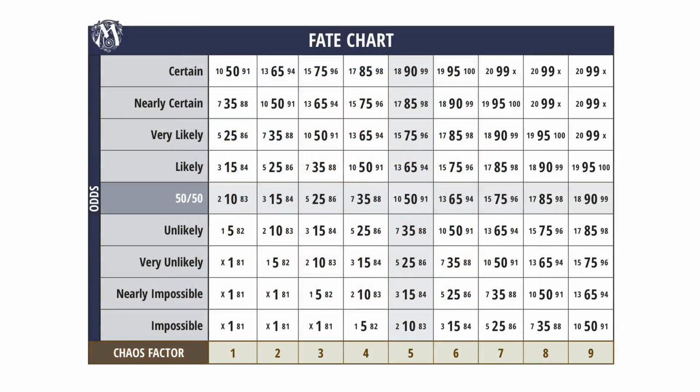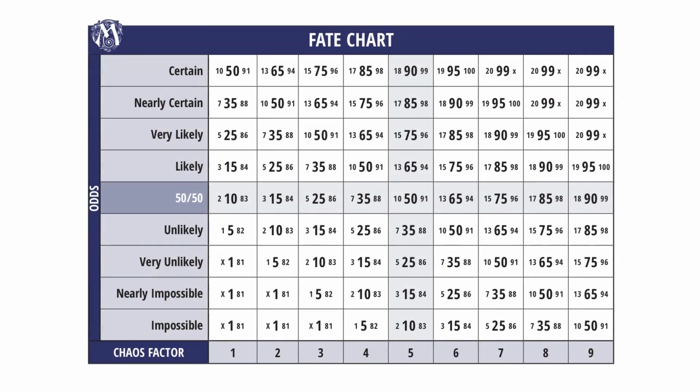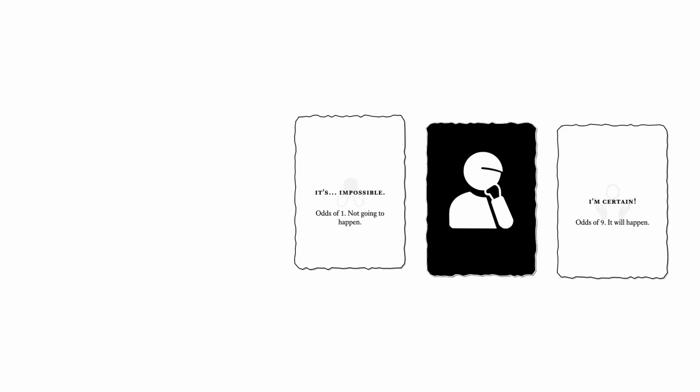For determining odds, it's quite simple. If you're not sure, just go with 50-50. Otherwise, lean in with the fiction. Move your odds up or down accordingly. Accordingly means, if it will happen, you're certain. If it will not happen, it's impossible. And if it could lean either way, it's 50-50.